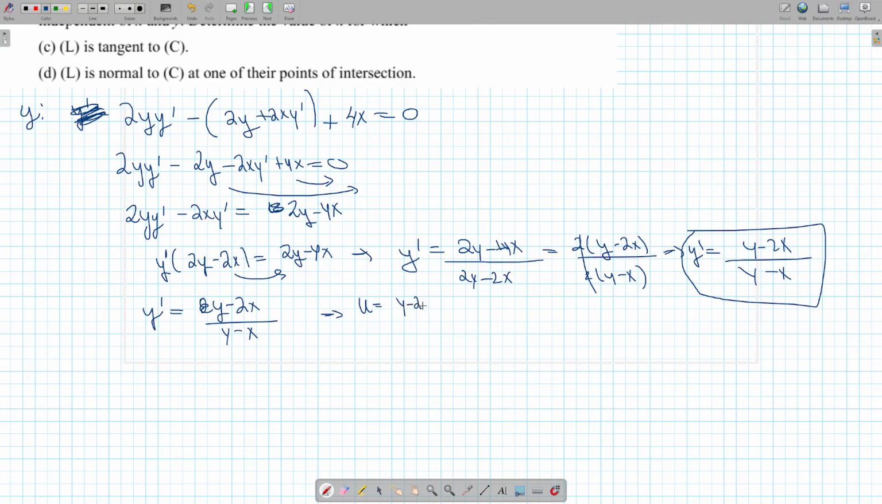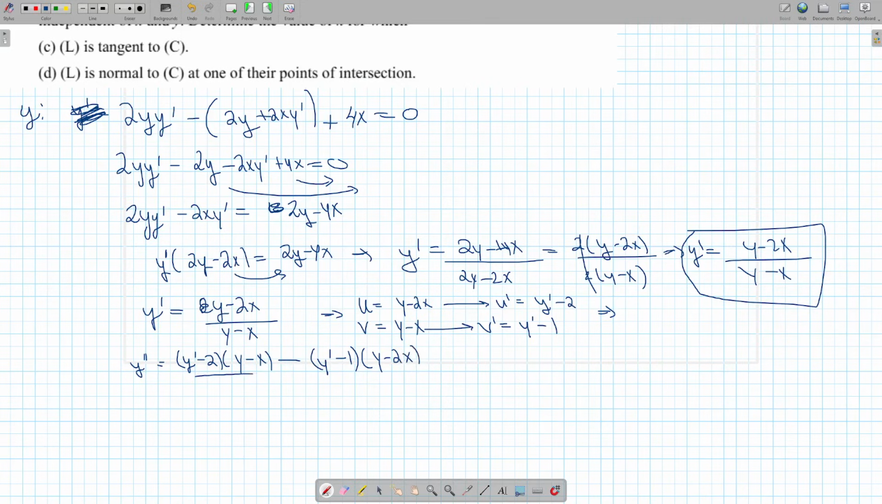U is y minus 2x, so u prime is y prime minus 2. V is y minus x, so v prime is y prime minus 1. Cool. So what's the expression going to be? Y double prime equals u prime v, so y prime minus 2 times v, which is y minus x, minus v prime u, which is y prime minus 1 times y minus 2x, over v squared, which is y minus x squared.